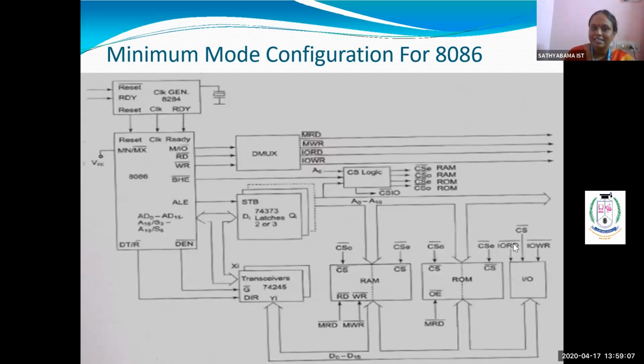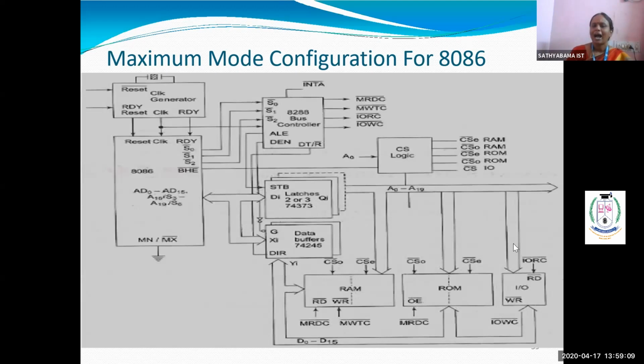Can you understand? Similarly, maximum mode. I think both diagrams look very similar, but one thing here: the 8288 bus controller will be used. In minimum mode there is no bus controller. This is the only difference between that diagram and this diagram. Both diagrams seem to be the same; the only thing is the bus controller will be here.